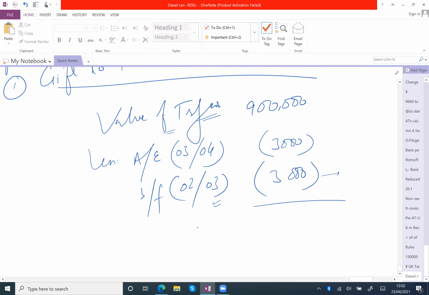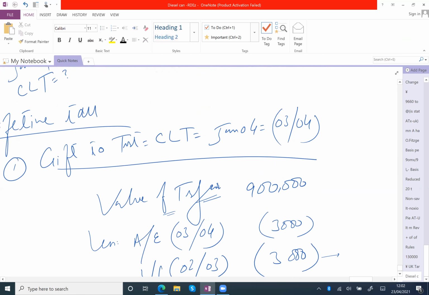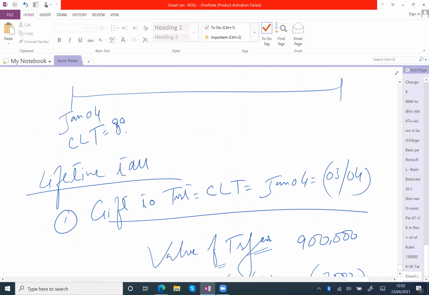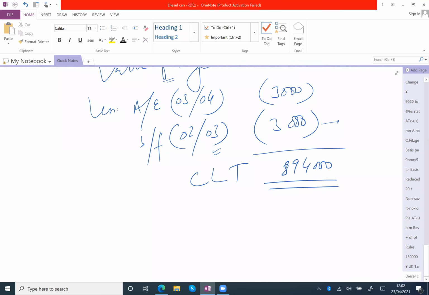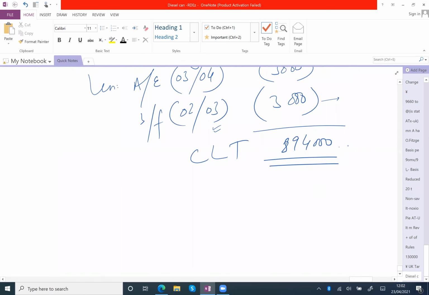So now the value of CLT is 894,000. And we have to write down this value on the timeline, 894,000. And after writing this value on the timeline, CLT value, now on the CLT there is a lifetime tax. How to pay the lifetime tax on CLT?